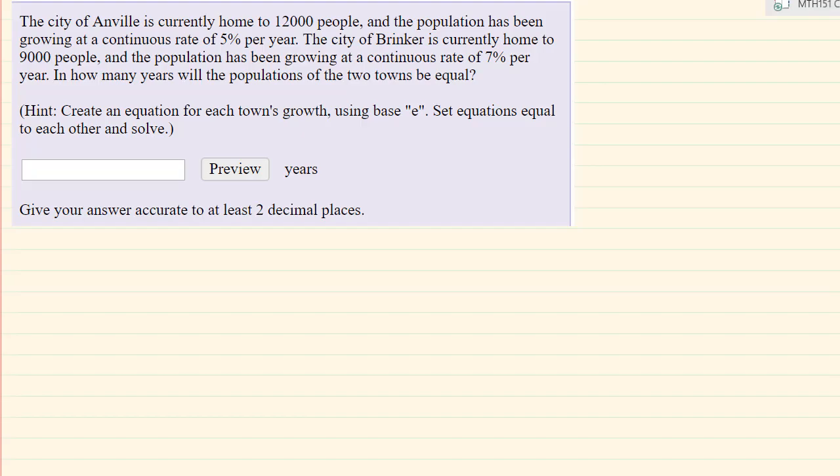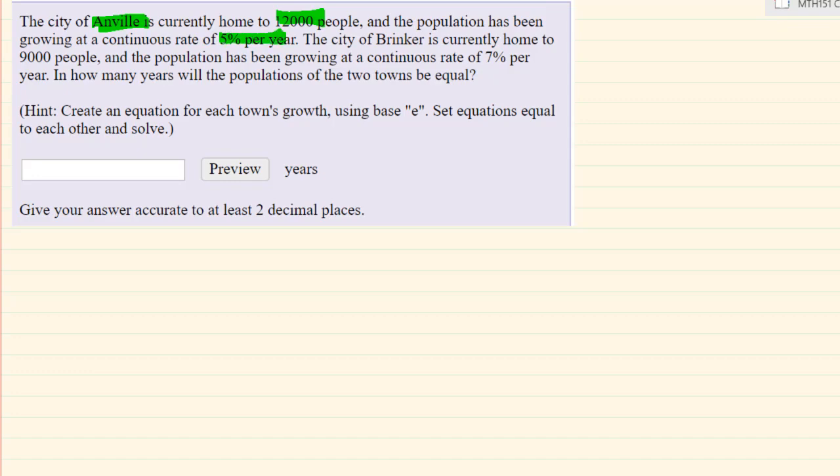Hi everybody, this is a homework problem that many students have difficulty with, so we're going to run through it. So we start out with the city of Annville, which we're going to highlight in green. Annville has a current population of 12,000 people, and the city is growing at a rate of 5% per year.